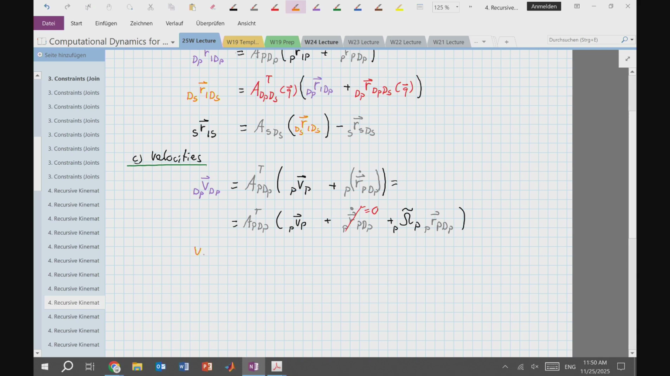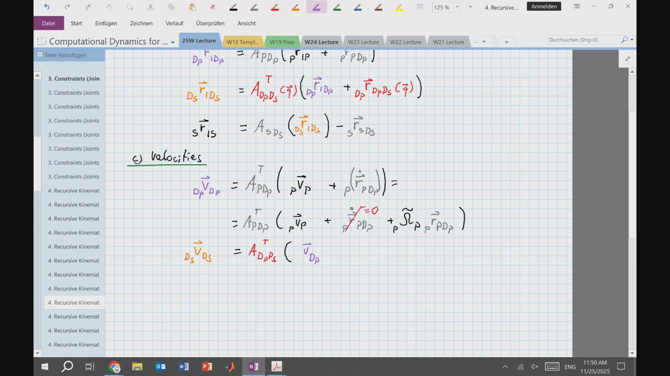Now I can continue that way. So the next step would be to get the velocity of the successor coordinate system. And there I have to apply the transformation A dp ds transposed, because now everything will be given in dp coordinates.